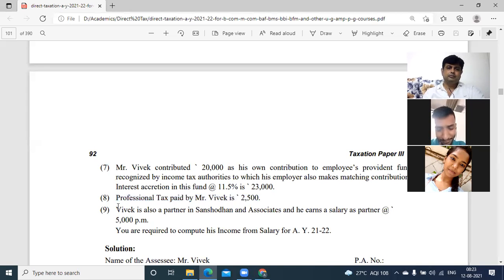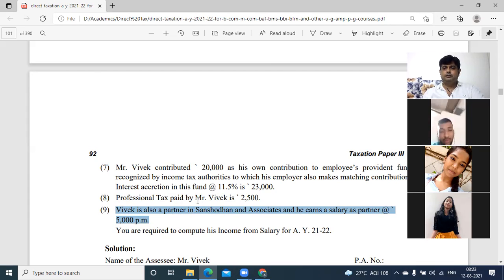Reduction. Vivek is also partner for Sansodhan and Associates and earns a salary as a partner at the rate of 5,000 per month. Not my concern. It will come as income from, yesterday also I have discussed. ये कौन से हेड में आएगा? Income from business and profession. Salary. Not at all salary.